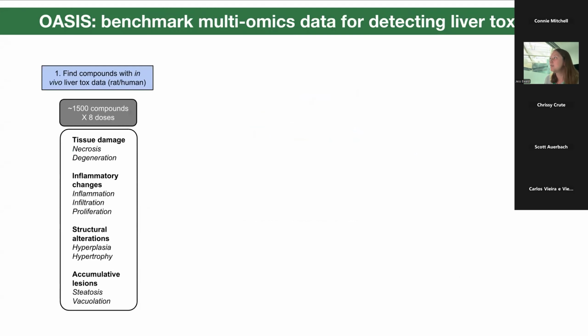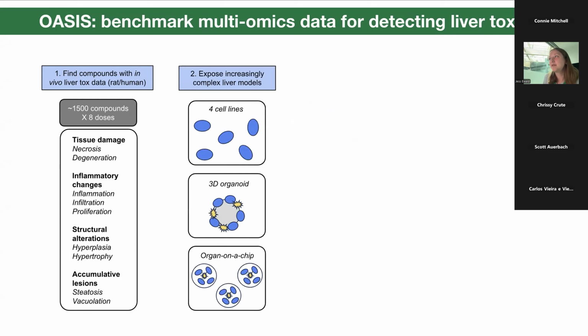So the overall big picture of what we're working on is that we started by searching the literature and various databases out there for all of the compounds with published in vivo liver tox data in either rats or humans. That also could be conveniently ordered from just a small number of chemical vendors. So this gave us about 1,500 compounds.